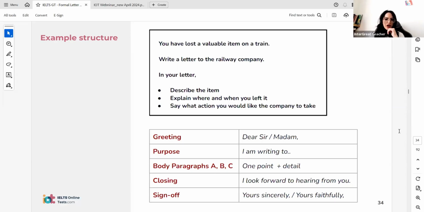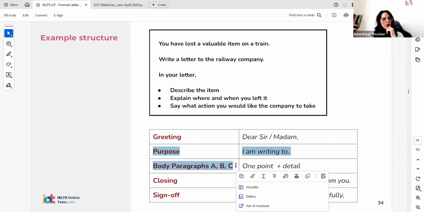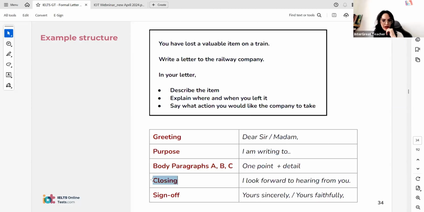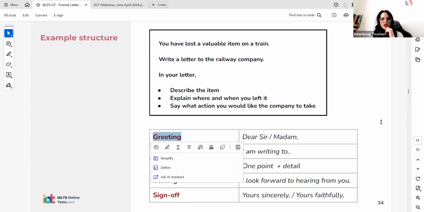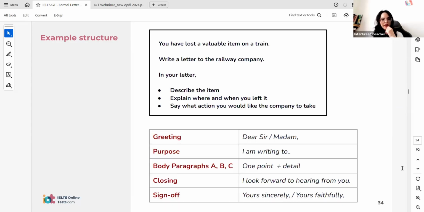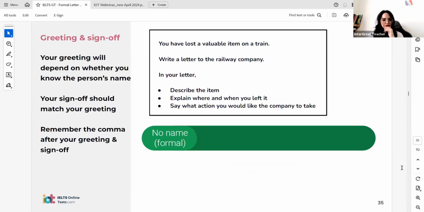As there are paragraphs, I would call it one plus three, four paragraphs. Closing is not really a paragraph, it's just a sentence. Sign off is not a paragraph, greeting is not a paragraph. So purpose, one paragraph, three body paragraphs, altogether four.